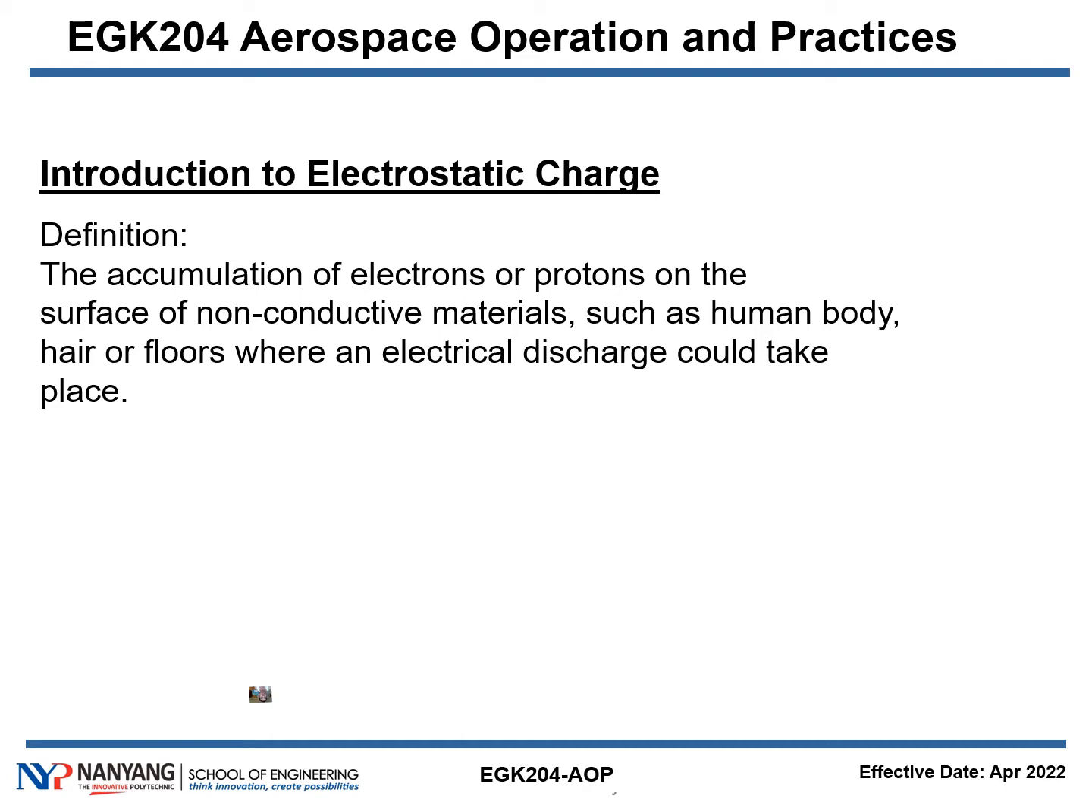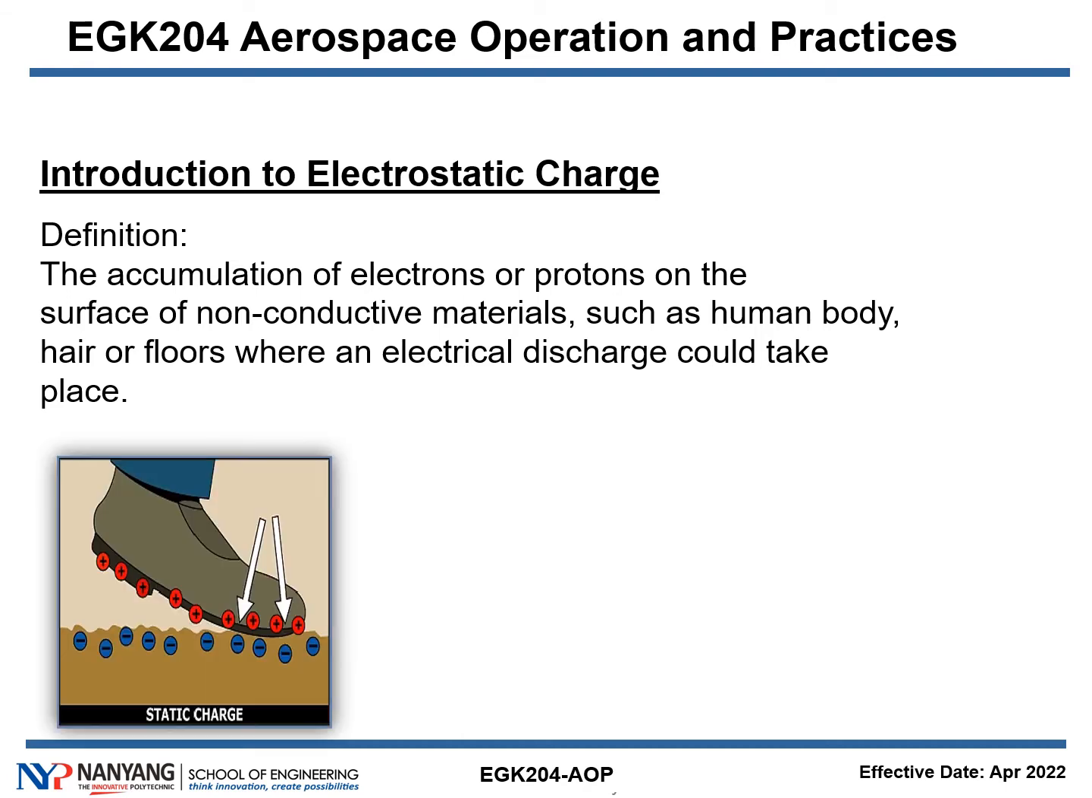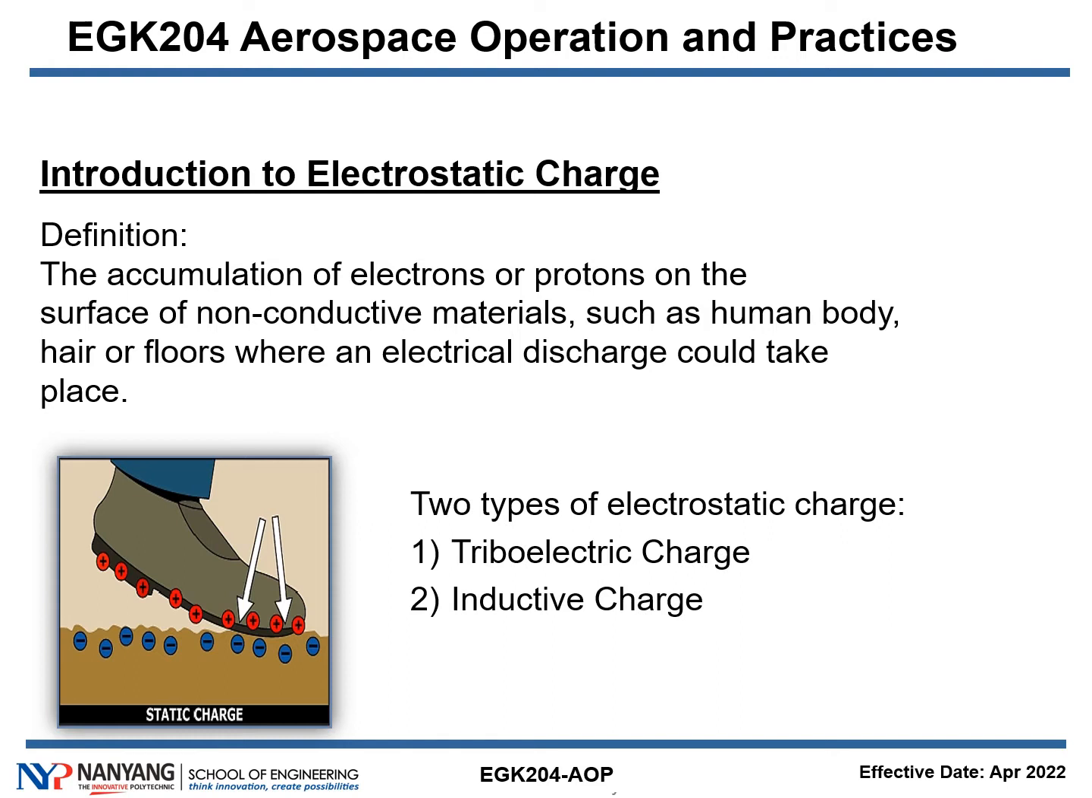So it's not necessarily metals, such as human bodies, hair, or floors, when an electrical discharge could take place, such as this. We have these two surfaces here, one surface with electrons and the other one with protons. There are basically two types of electrostatic charge, what we call the triboelectric charge and the inductive charge. Let's go to the next slide to know a little bit more about these different charges.